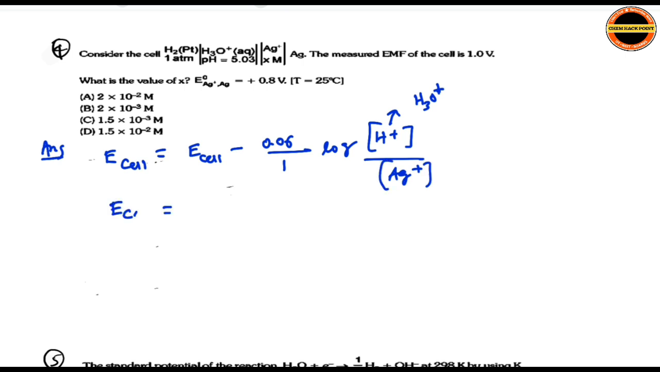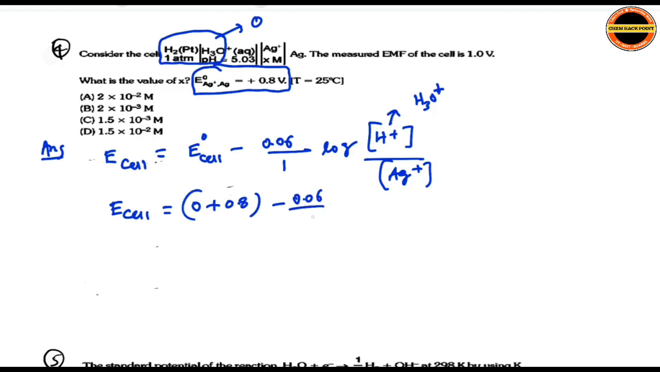So E cell is equal to, see, how do we write E naught cell? E naught cell is the combination of silver plus to Ag, then the hydrogen electrode given here. The hydrogen electrode we know is 0. So 0 plus 0.8 minus 0.06 by 1 log, here the H plus ion concentration by X. So what we need to find here is the X value. What is the E cell value? E cell value is given as 1 volt already.